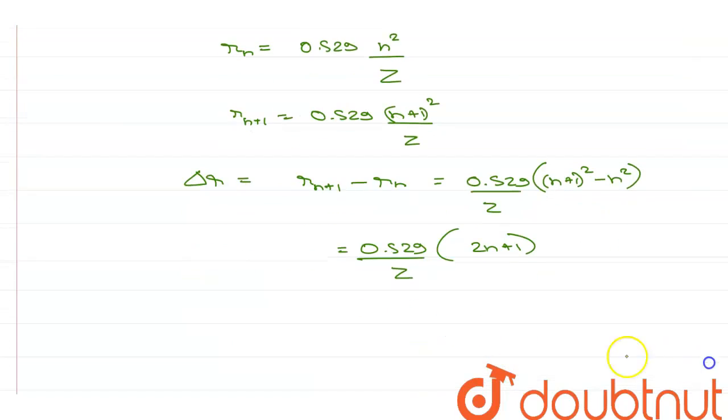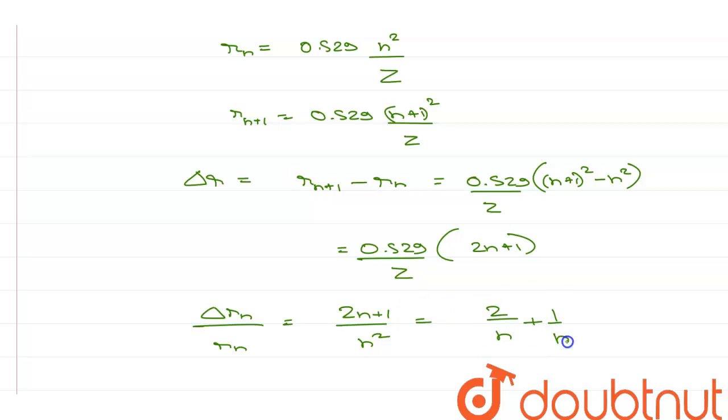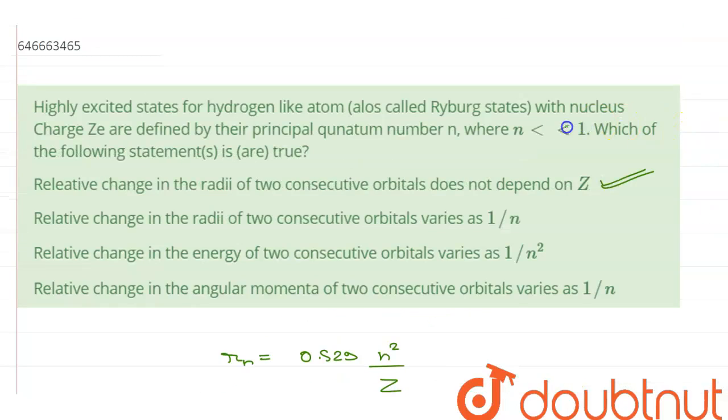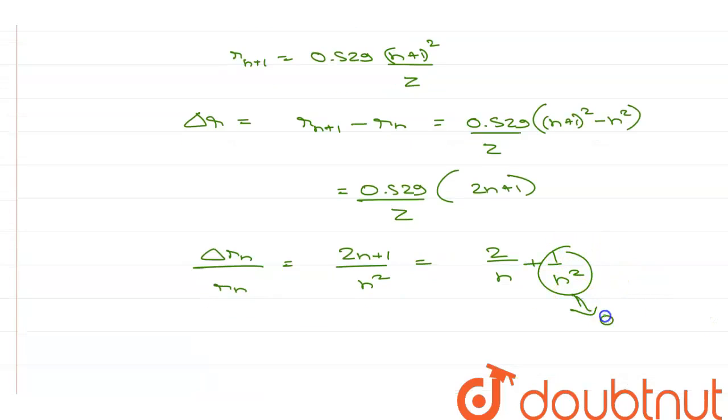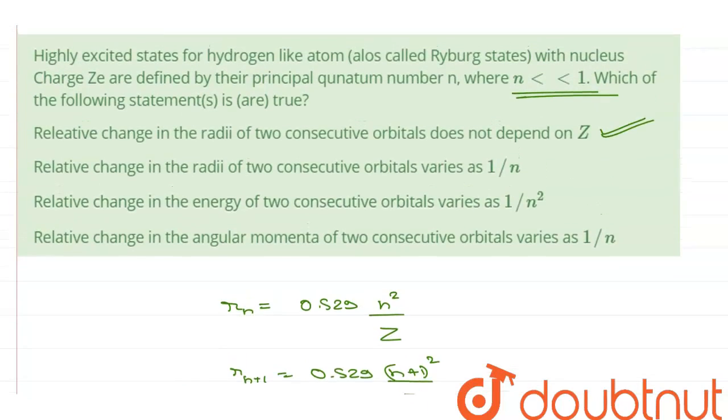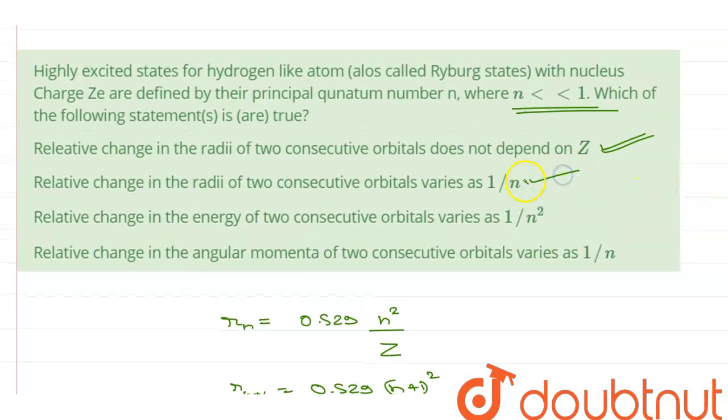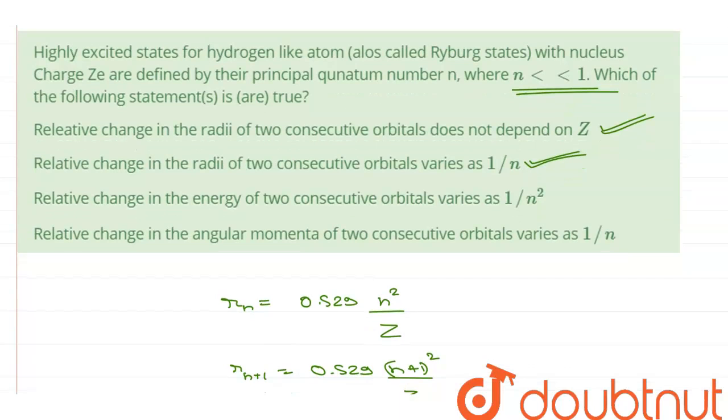It talks about the relative change. So relative change will be delta r upon Rn, and since 0.529 by Z is common in the expressions for Rn and delta r, they will get cancelled out. So we are left with (2n plus 1) by n squared, which is equal to 2 by n plus 1 by n squared. And since n is very much greater than 1, this term can be neglected and we are left with 2 by n. Therefore the relative change in the radii of two consecutive orbitals varies as 1 by n. So this statement is correct as well.